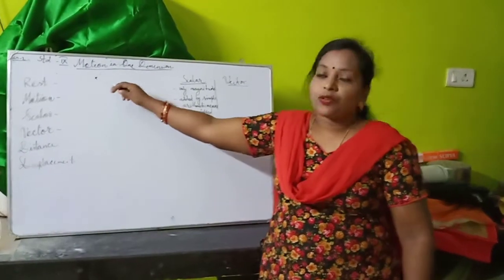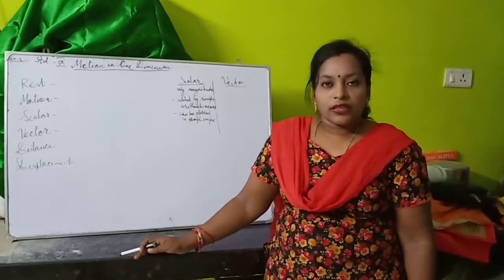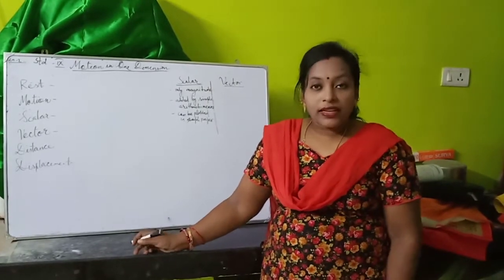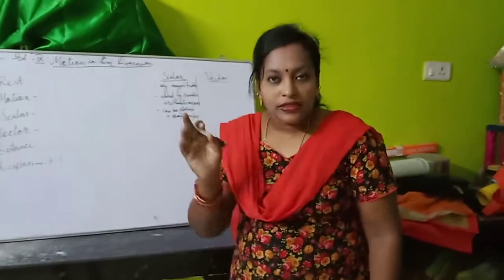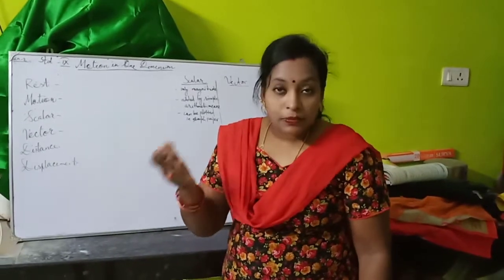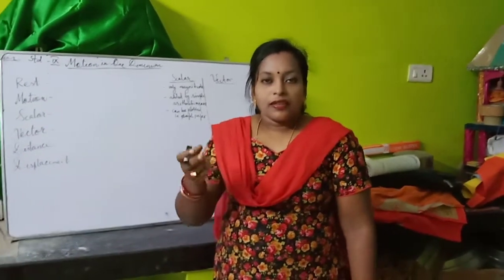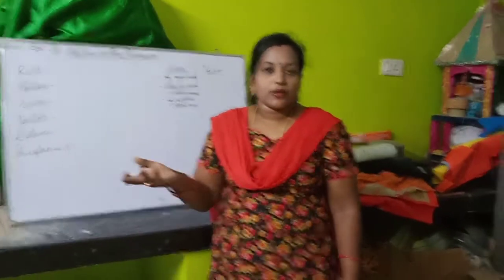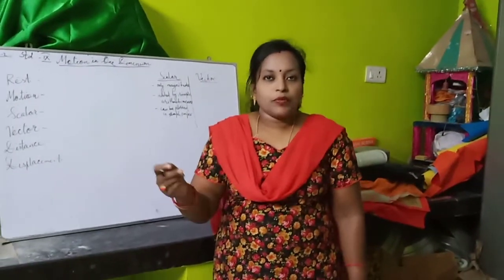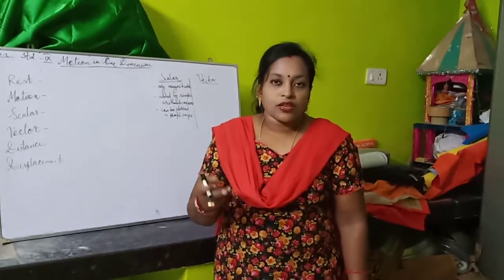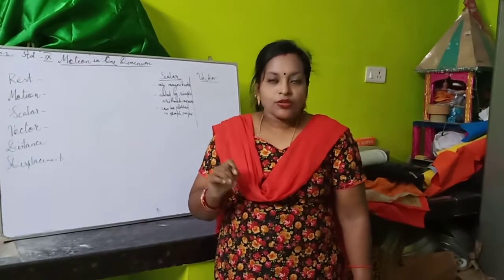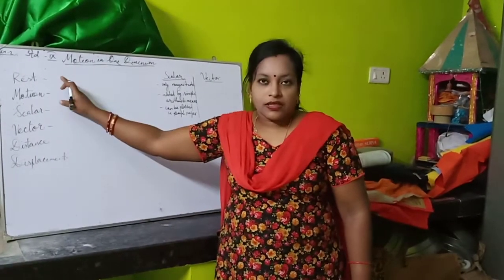So first of all we should know what is rest, or when a body is said to be at rest. A body is said to be at rest when it doesn't change its position with respect to its surrounding. For example, in your house, in your surrounding, you are seeing that a chair, a table is not changing its position until you change. So these are all in rest condition.